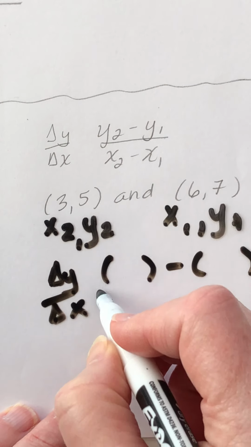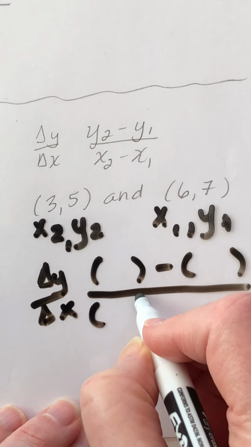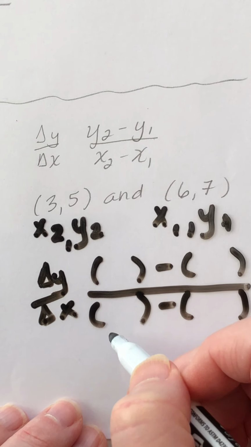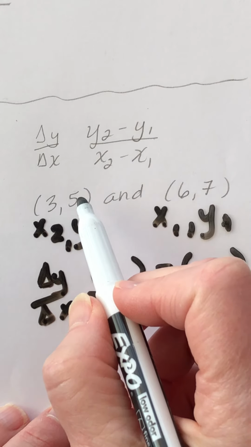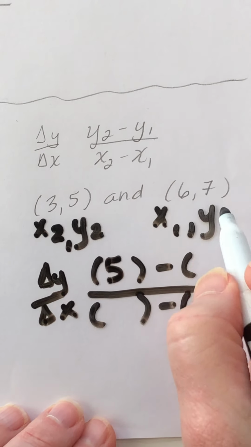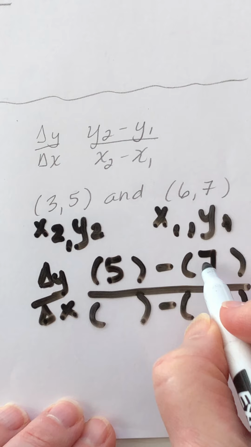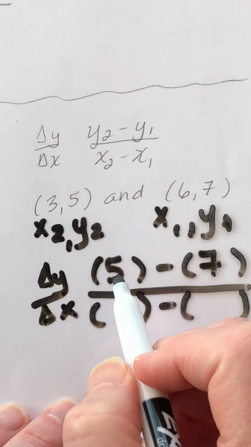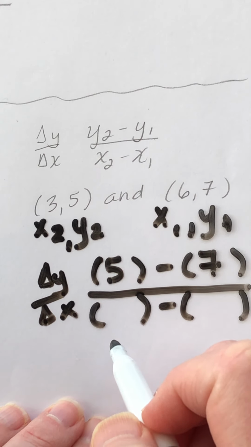What matters is that I'm consistent. So whatever y I start with, its x partner needs to go right below it. So if the 5 is my y2, and then the 7 is my y1, so my y's are in the numerator, then whatever x is paired with this 5 has to go right below it.